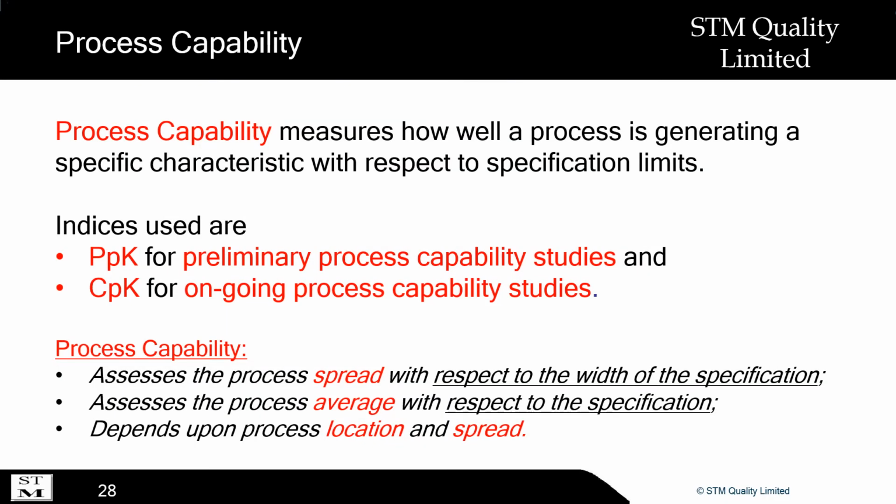Process capability measures how well a process is generating a specific characteristic with respect to specification limits. Indices used are PPK for preliminary process capability studies and CPK for ongoing process capability studies. Process capability assesses the process spread with respect to the width of the specification. It assesses the process average with respect to the specification, and it depends upon the process location and spread.